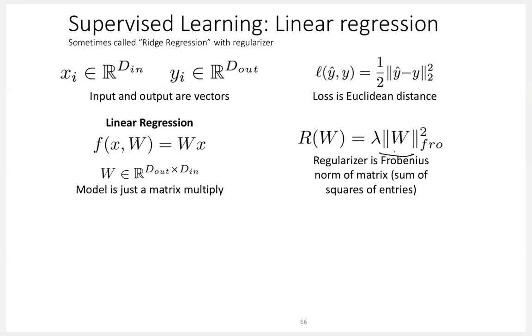If you don't know that, for a matrix, the so-called Frobenius norm is basically, if I have a W matrix with elements W11 up to WNM, the Frobenius norm is just the sum of squares of all these elements.